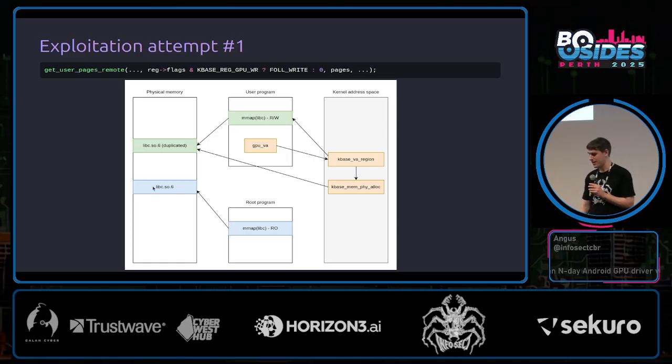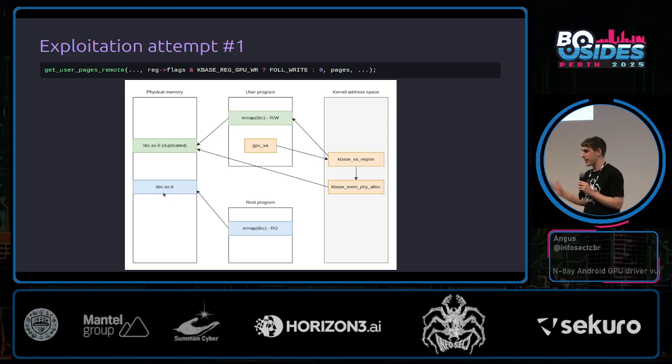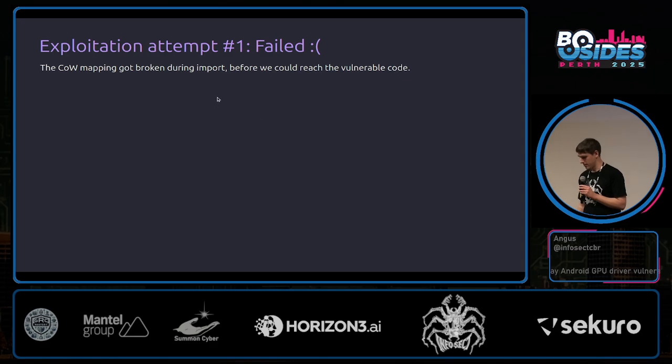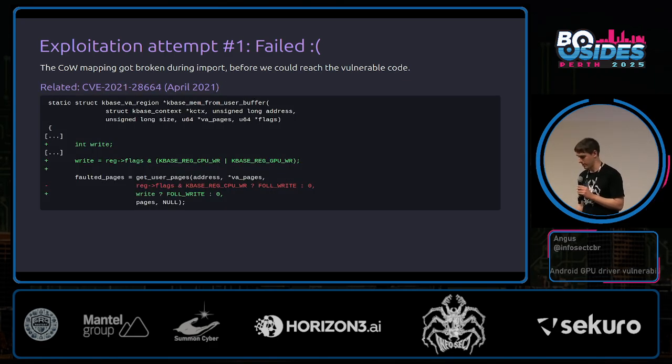We've attempted to write to some shared memory, but along the way to our vulnerable function, we've accidentally duplicated that memory, which is bad. So our copy on write mapping got broken during import before we could reach the vulnerable code. And in fact, if you look at the history of the code, you'll see that this line that thwarted us used to be the same security vulnerability where they only checked the GPU write flag. So yeah, we can see why they patched this, because this would have helped us exploit it.